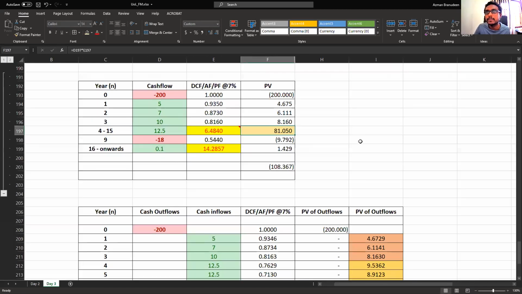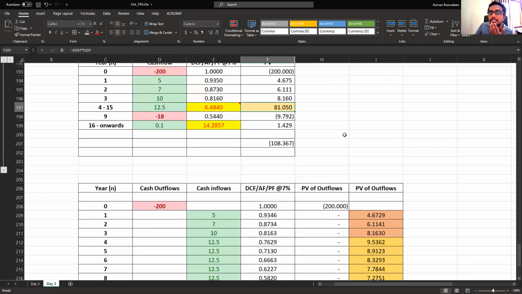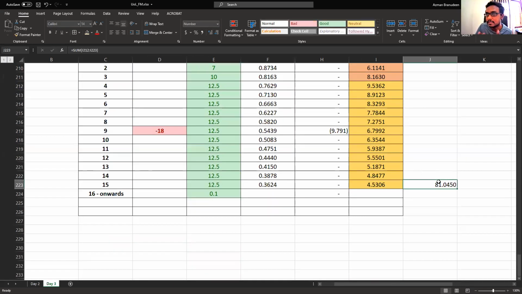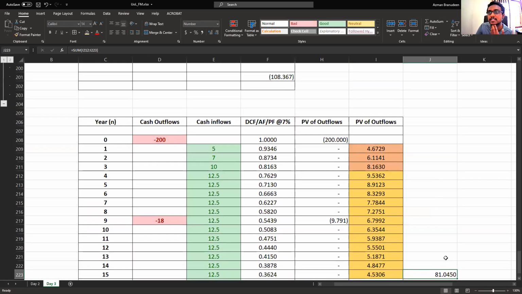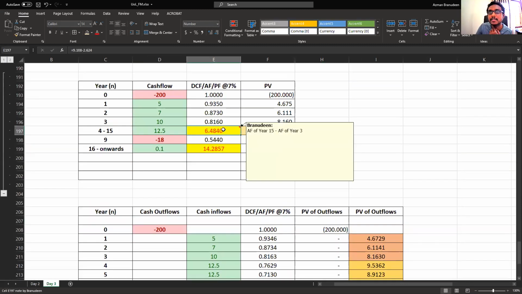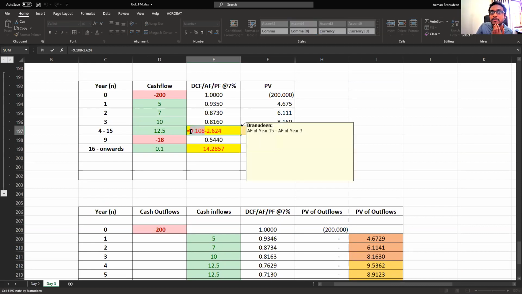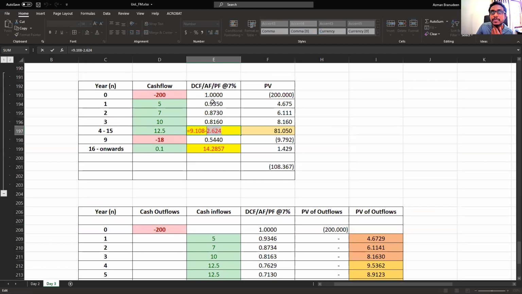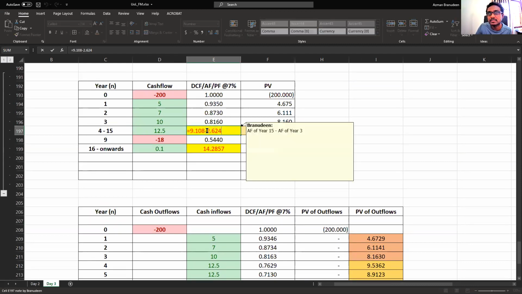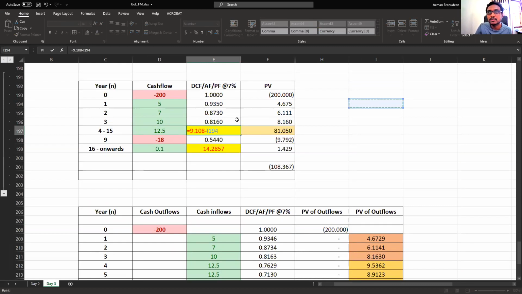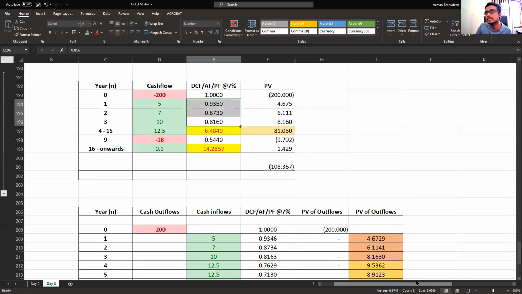There we go. 81.050. Don't care too much about the decimal. I got this from the table. So annuity factor of year 15 minus annuity factor of year 3: 9.108 minus 2.624, because I have to discount this. You will notice my deduction 2.624 is close to the sum of these three.